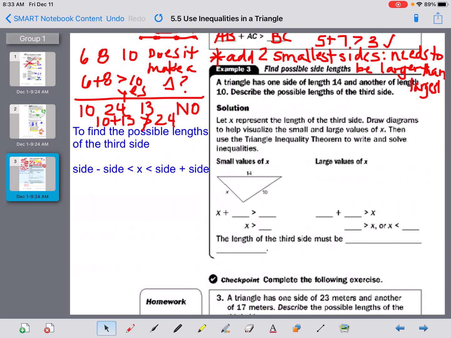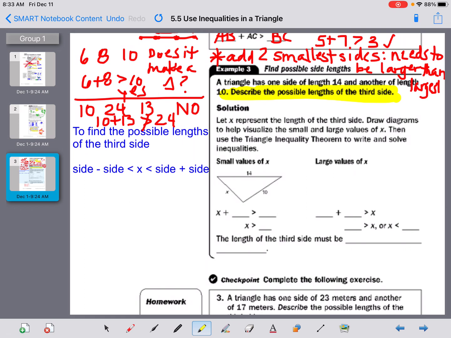It says a triangle has one side length of 14 and another side length of 10. Describe the possible lengths for the third side. Okay, this is super important to know. You're not finding one side length. You're going to give a range of what's the possible length in between. Okay, because we just talked about your two smallest sides have to be bigger than your third side.